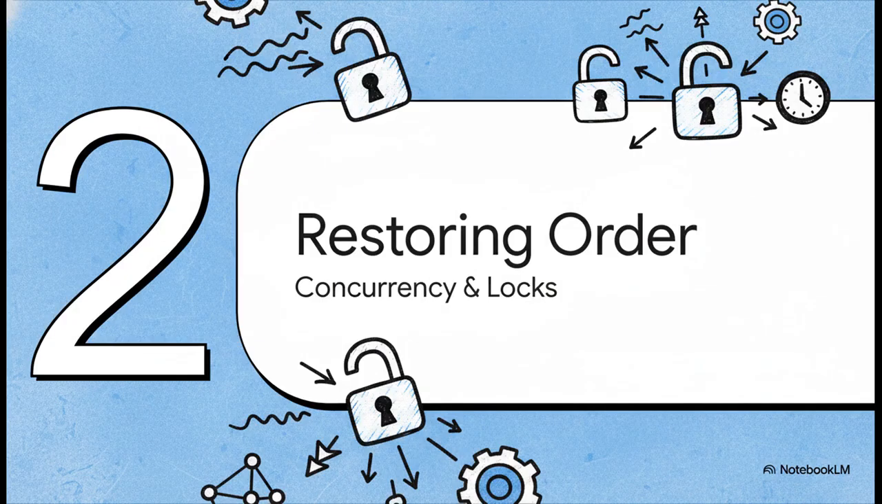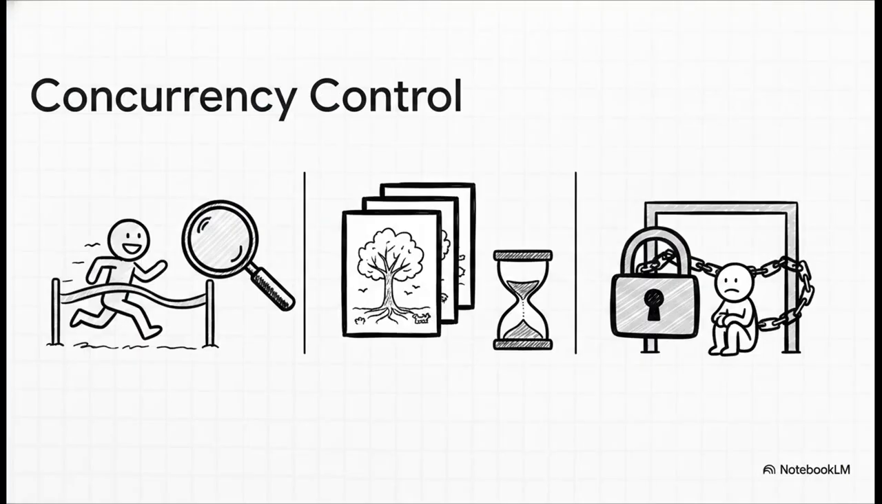Part 2. Restoring order. Concurrency control and locks. Let's quickly outline the three main approaches systems use to schedule and execute these concurrent transactions. First up is optimistic concurrency control, or OCC. It lets transactions execute without blocking, optimistically assuming conflicts will be rare, and it just checks for them right before it commits. Next is multi-version concurrency control, or MVCC.